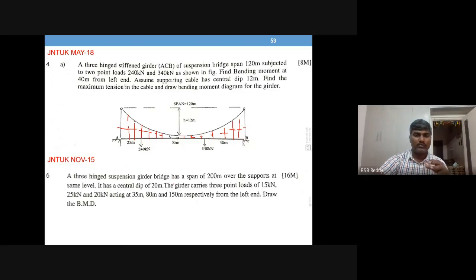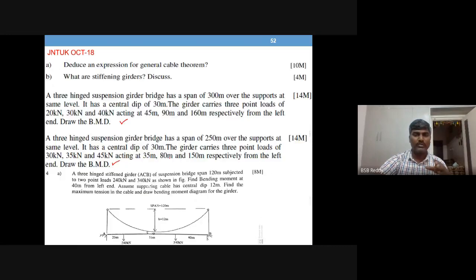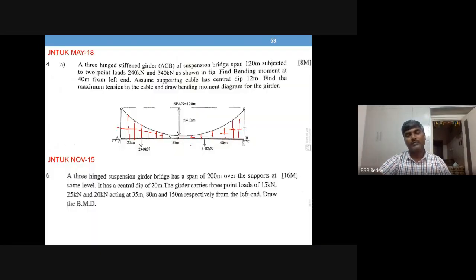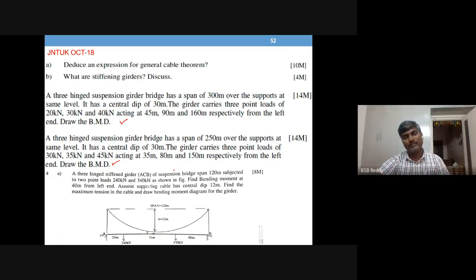Okay, so you have one, two, three, four, five problems to practice. So take these problems for your practice. Then try to put your answers on a white sheet. Okay, so get ready for the tutorial sheet submission on cables and suspension bridges.